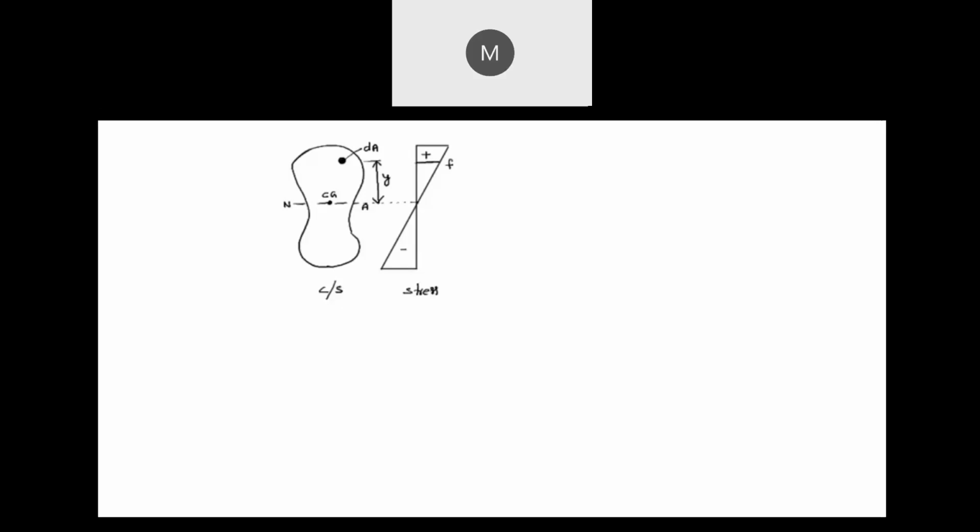Now the force taken by the elemental area dA, the force resisted by elemental area dA, let us take dF equal to stress into area. Stress into area is force. So the force of resistance in dA area is this much.